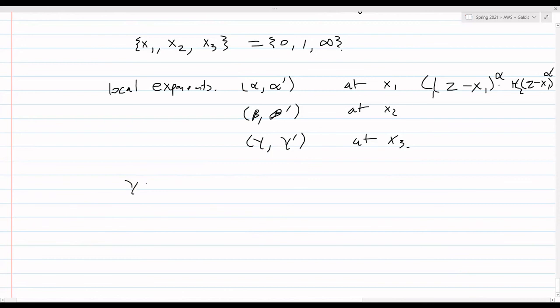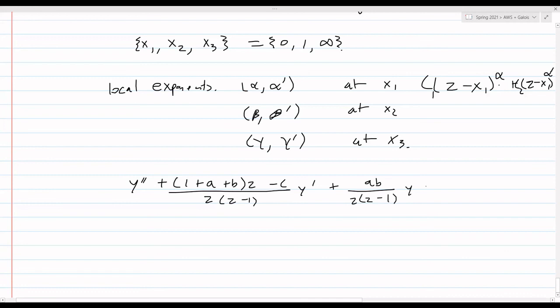In some case, it looks like this. I just want to write down what the equation is. Y double prime plus (1 plus a plus b) z minus c over z times (z minus 1) y prime plus ab over z times (z minus 1) y equals 0. So this is the hypergeometric differential equation, a special case of the things above. And the point is that we actually can write down what the monodromy representation of such a thing is.